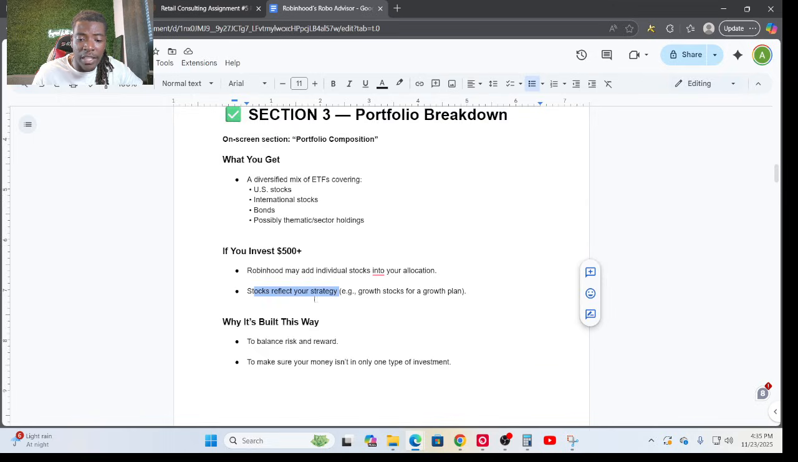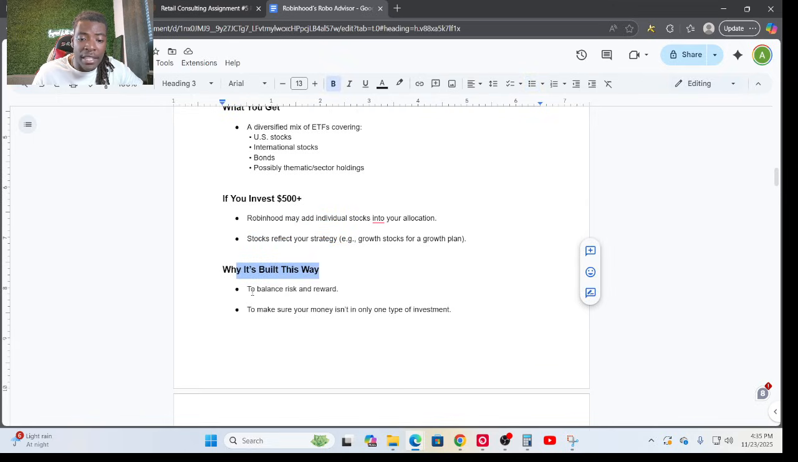Stocks reflect your strategy. This is built this way to balance risk and reward factors, which is great. It makes sure your money isn't in only one type of investment.